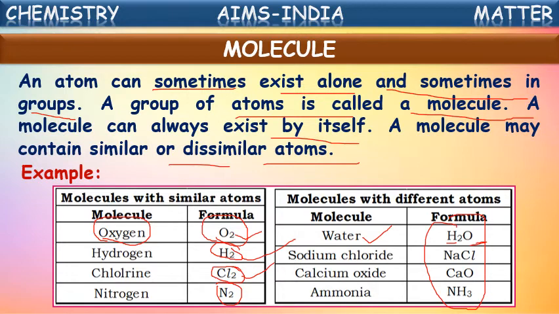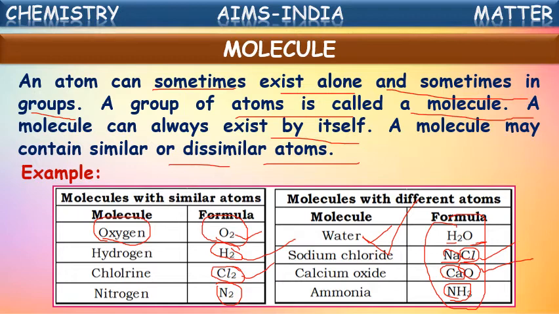Hydrogen and oxygen are different atoms, but they combine in a particular ratio and form a molecule. Sodium chloride: sodium is a different atom, chlorine is a different atom, but they combine and form a molecule, sodium chloride. Even calcium oxide: calcium and oxygen form calcium oxide. Ammonia: nitrogen and three hydrogens combine and form an NH3 molecule.